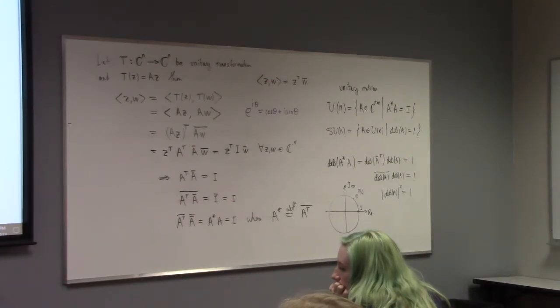The unitary transformations are the ones which preserve probability, because the complex inner product describes the probability that you go from one state to another. So if I take the inner product of psi 1 with psi 2, that's the probability that you go from state 1 to state 2. If you do a unitary transformation, it preserves that probability. So they're probability preserving transformations.